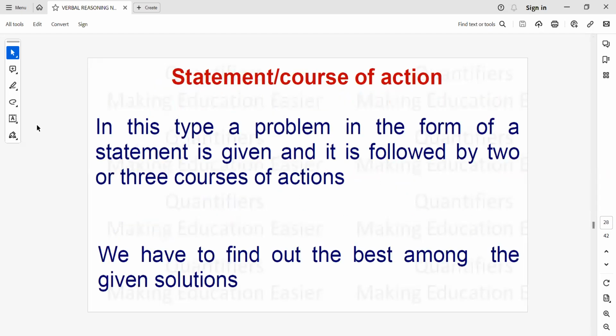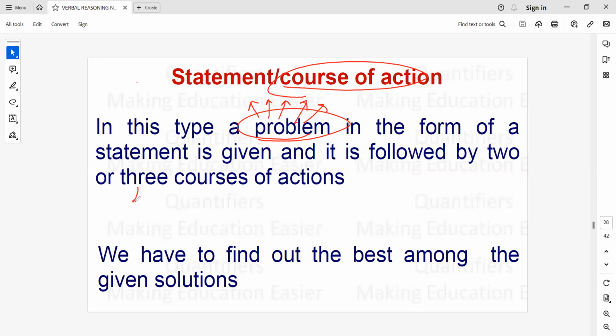Now, the last one for the day is a statement and a course of action. First of all, we need to understand what a course of action is. It's a very easy, very straightforward concept. In these kinds of questions, there is a problem. The problem can be anything: a moral problem, an ethical problem, a legal problem, a social problem, or an environmental problem.